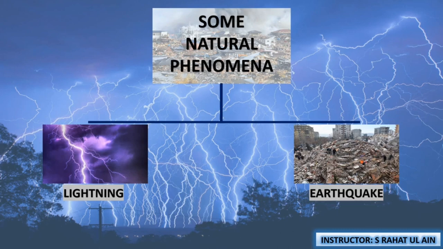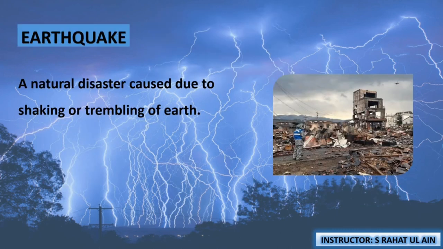So let's move to the second part, that is earthquake. So what is an earthquake? It's very scary. The place where you are living, where you are standing, it is moving beneath your feet. That is something we call an earthquake. A natural disaster caused due to the shaking or trembling of earth. Why does this happen? Why does it tremble or shake?